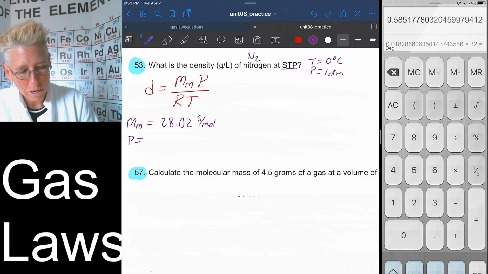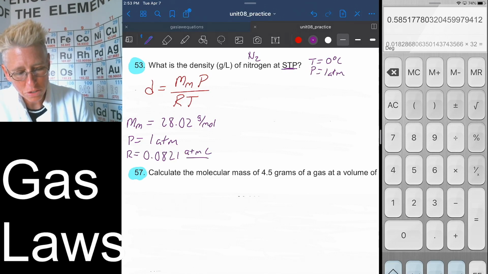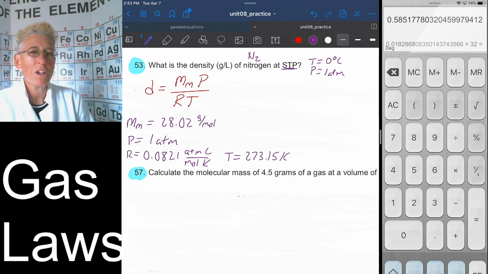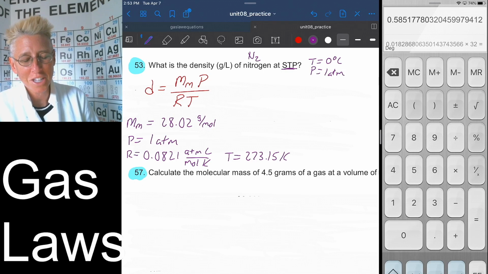Okay, so my pressure is 1 atmosphere, and my R, I already know, is 0.0821 atmospheres liters per mole K, and again we want to make sure our units match R. And then the last is the temperature, and temperature at STP is 0 degrees Celsius or 273.15 Kelvin. So we do have all the values we need to plug into this calculation.